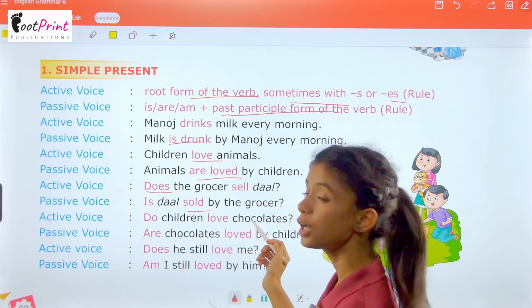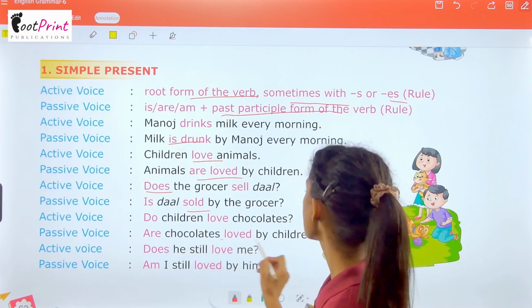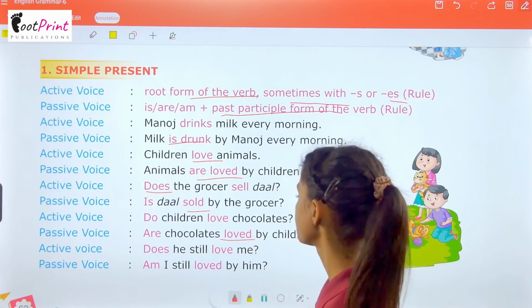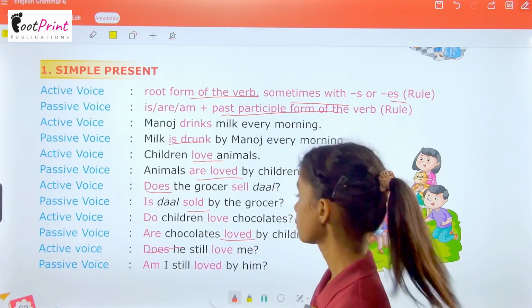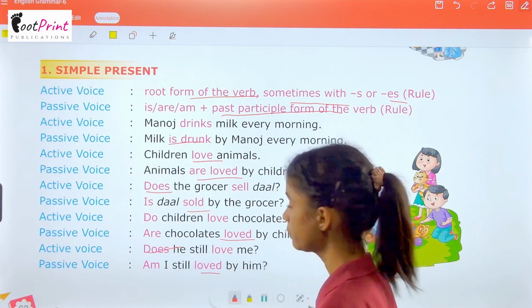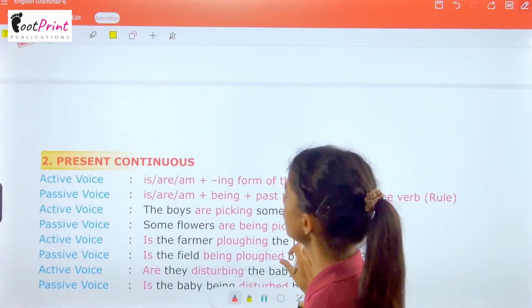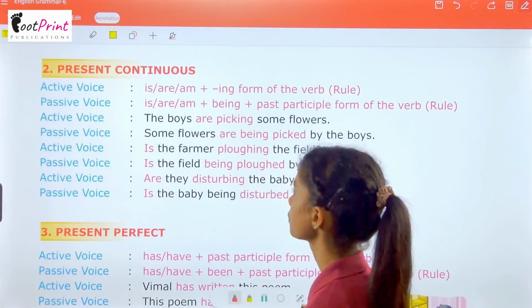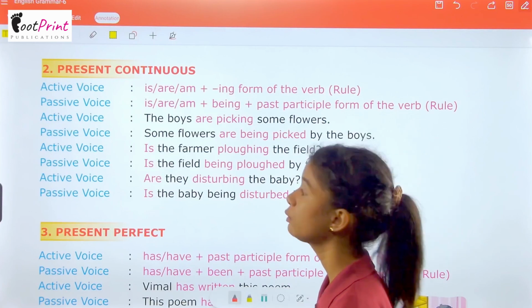Do children love chocolates? Are the chocolates loved by children? Does he still love me? Am I still loved by him? So this is how we change them. Now let's see the formation of present continuous.